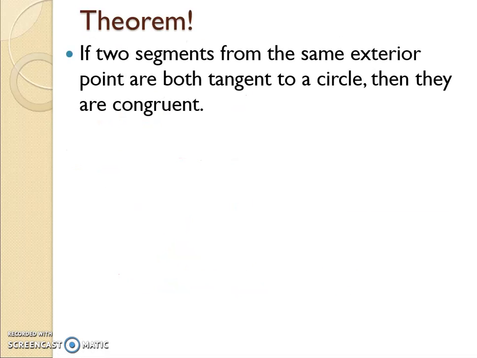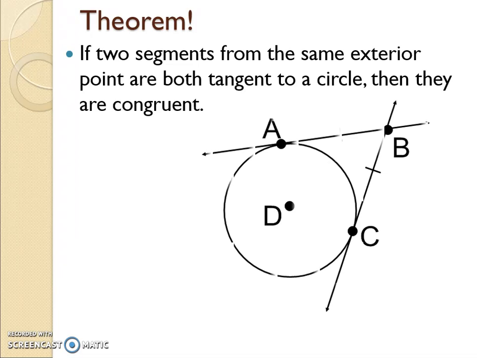Theorem: if two segments from the same exterior point are both tangent to a circle, then they are congruent. So right here, if two segments from the same exterior point are both tangents to a circle, they are congruent.